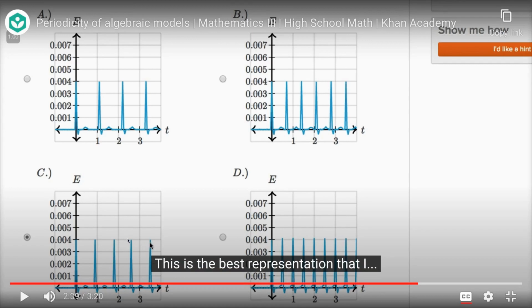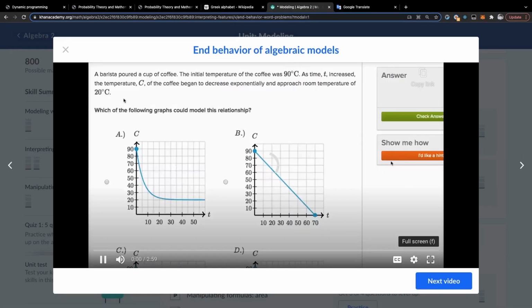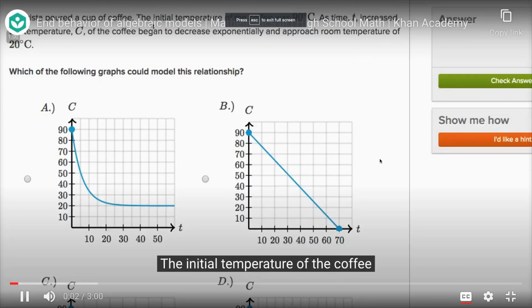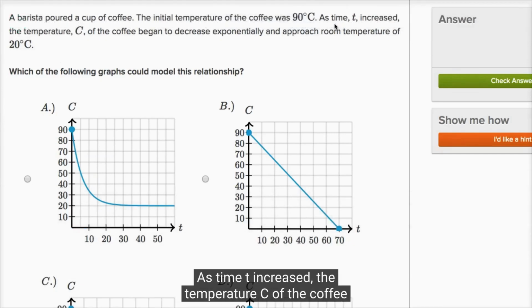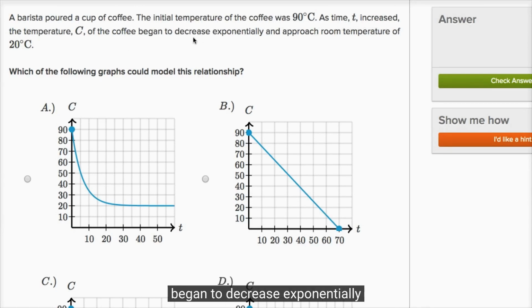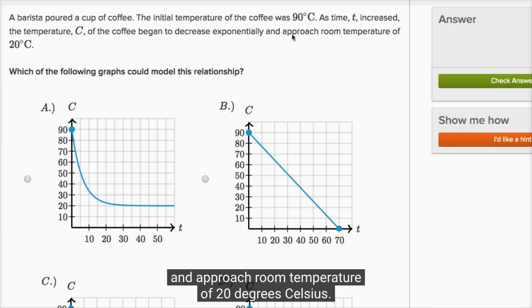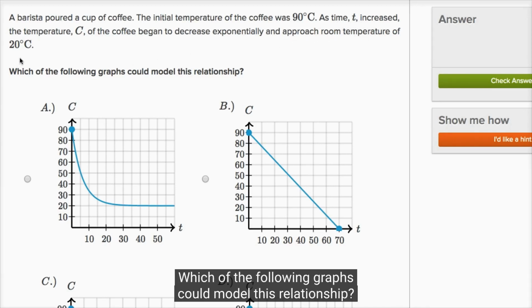But if we choose the C, it would be less than 1 second, which is 0.9 second. A barista poured a cup of coffee. The initial temperature of the coffee was 90 degrees Celsius. As time t increased, the temperature C of the coffee began to decrease exponentially and approach room temperature of 20 degrees Celsius. Which of the following graphs could model this relationship?